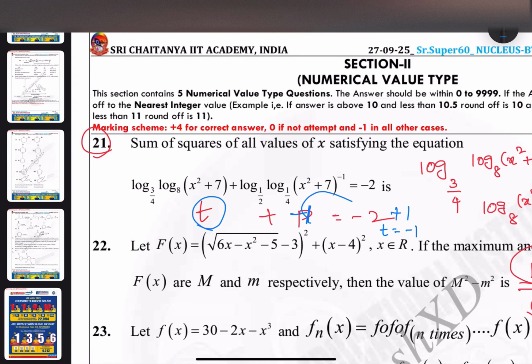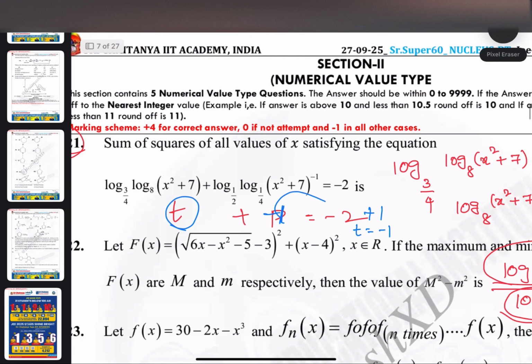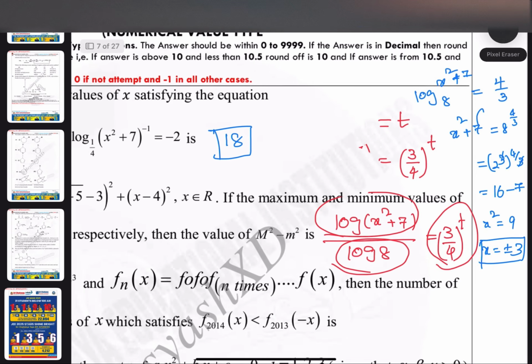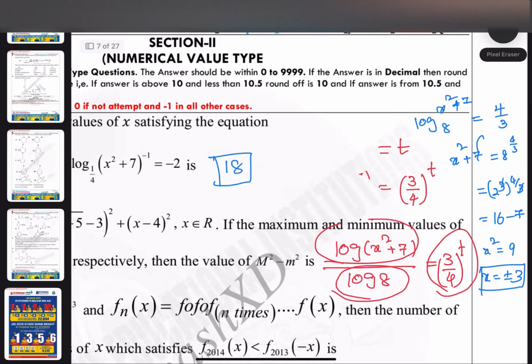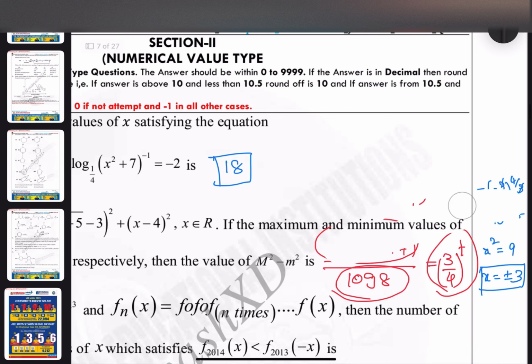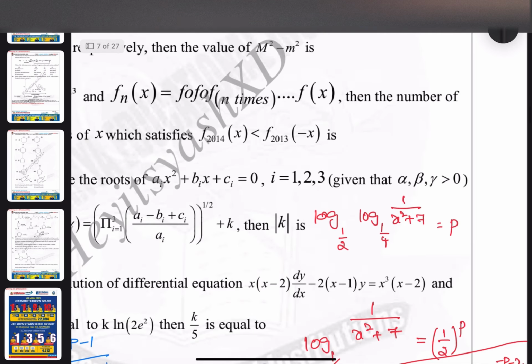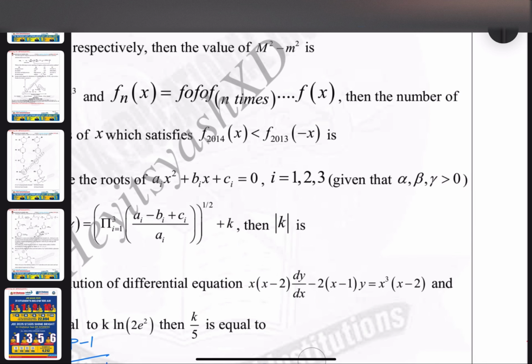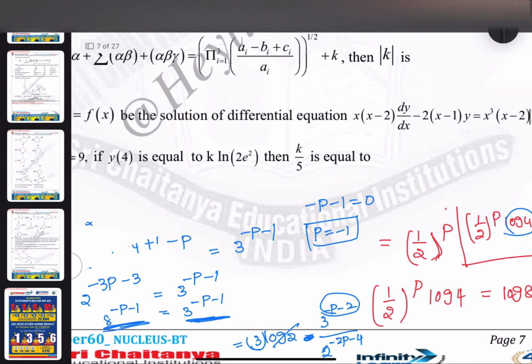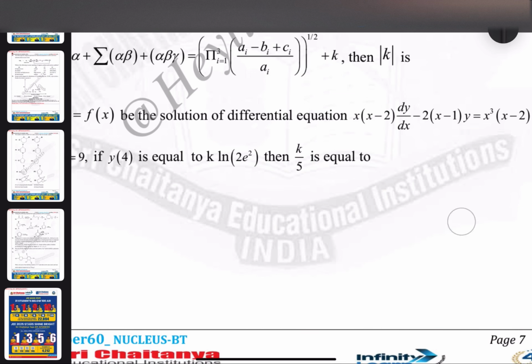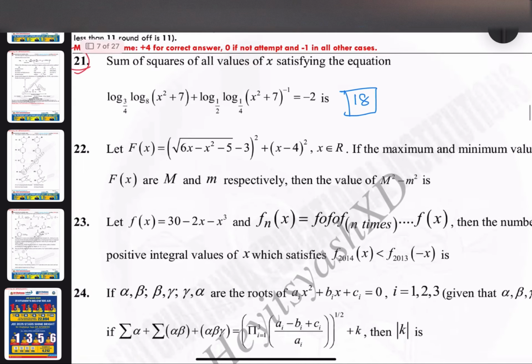Alright. So therefore the sum of squares of all values of x will be 3 square plus minus 3 square. So that is simply 18. So 18 will be your answer. I hope you understood how to solve this question. These kinds of questions appear in the integer and numerical value sections of your JEE Advanced exam as well. So spend some time on logarithms and you'll be able to get an easy 3 or 4 marks.